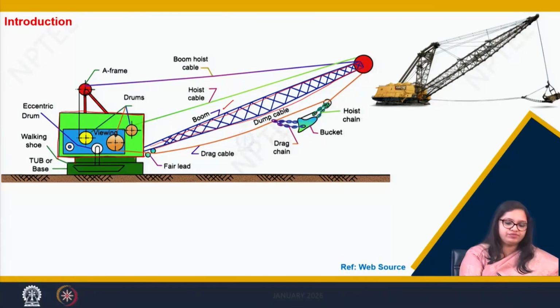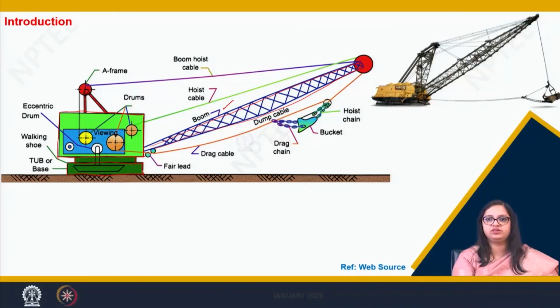So, this is the foot of the dragline. The dragline again can be of two types, one is a crawler mounted and one is a walking kind of dragline where it is tub mounted. So, what is a walking kind of dragline? I will be explaining while I go through this lecture.